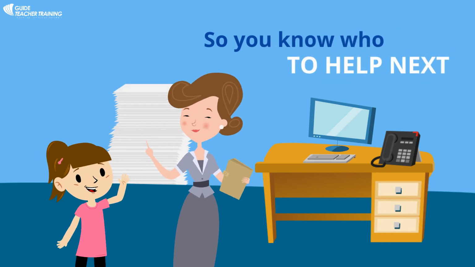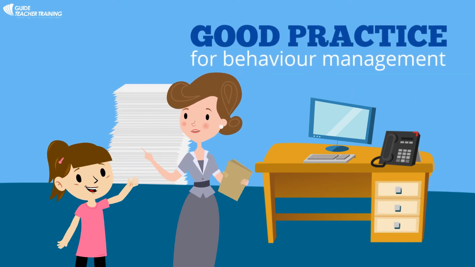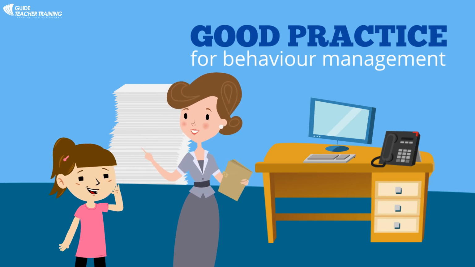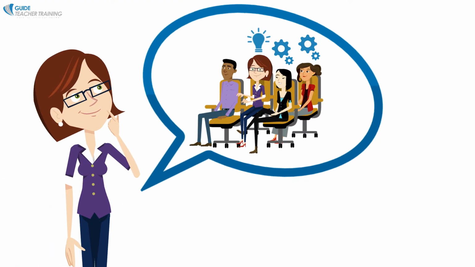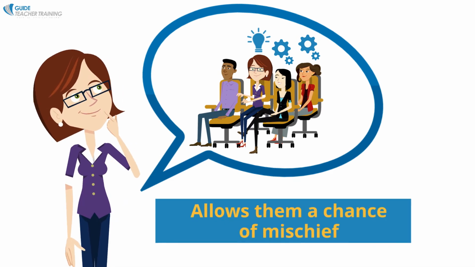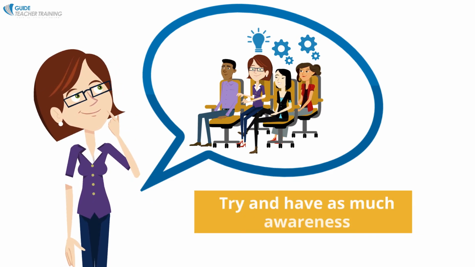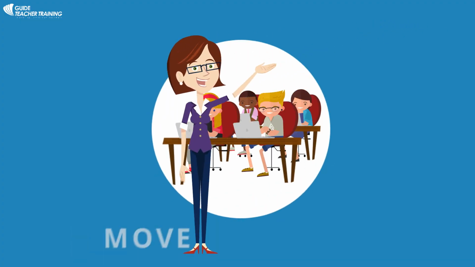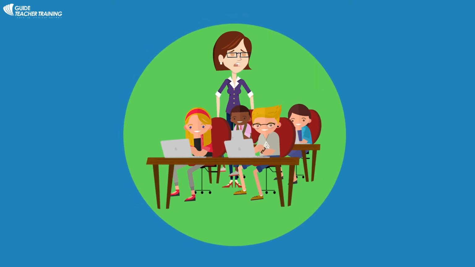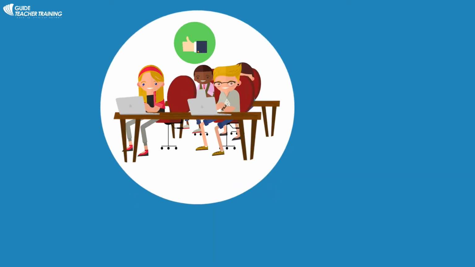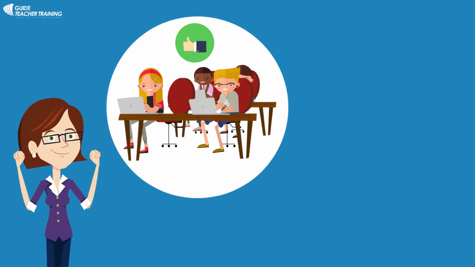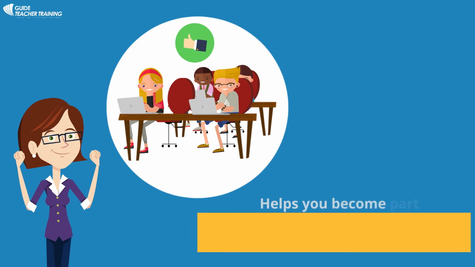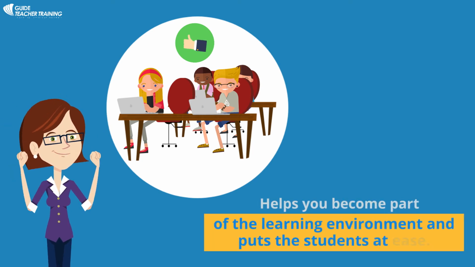But it's also really good practice for behaviour management. You don't want to have to turn around to look behind you, as this allows them a chance of mischief if they so wanted. Try to have as much awareness around the room as you can. Also, try and move around the class. Don't get into the habit of being based in one place. As a TA, you should be mobile, being in between the students and amongst them, so they become more familiar with your presence. That helps you become part of the learning environment and puts the students at ease.